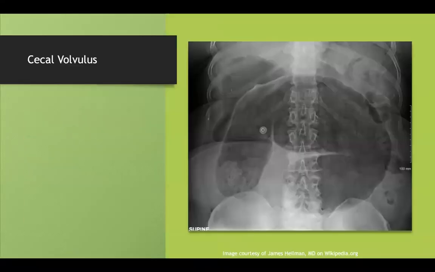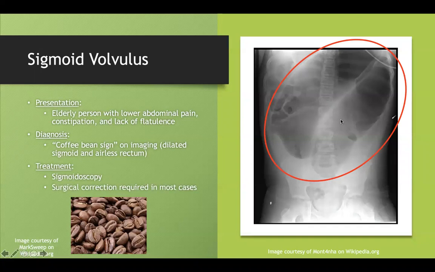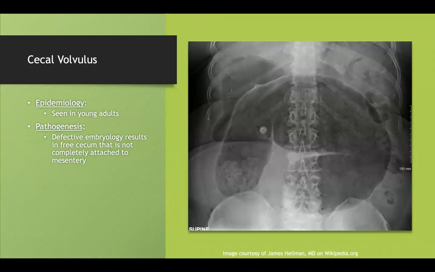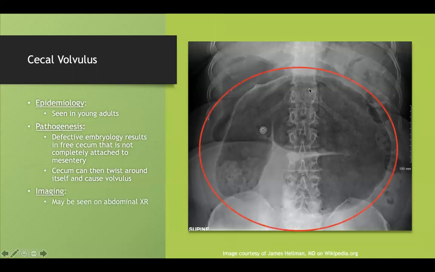Now, cecal volvulus looks pretty similar, but you can see some differences. Here's the sigmoid again, if you wanted to see it. For cecal volvulus, it's usually seen in young adults. And what happens here is that for some reason, during embryology, the cecum is not attached 100% to its mesentery. And because of that, it has a little bit of mobility. And with that mobility, it can twist around itself and cause a volvulus. And here you can see, again, this huge, kind of like a coffee bean, but the location's a little different. And that's with a young adult who has a cecal volvulus.